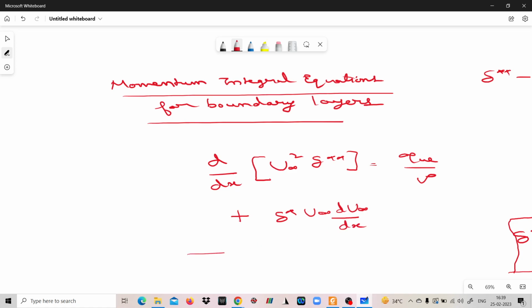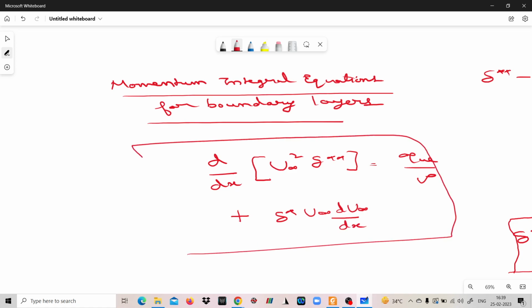Okay, so these equations you can either derive by using a free body diagram, or you can also use the Prandtl's boundary layer equations. Then you can integrate the equations within the two extreme limits of the boundary layer, that is from y equal to 0 to y equal to delta, and then you can get it mathematically also.